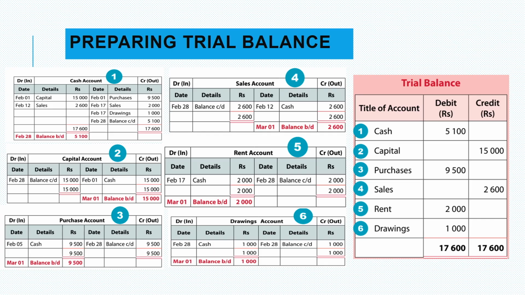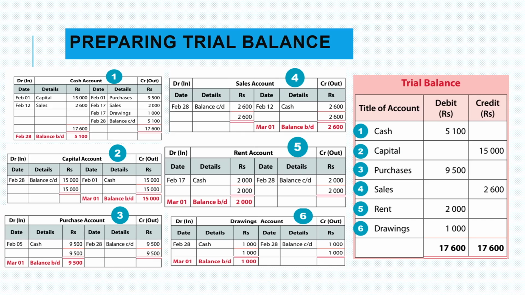Number 5, we have the rent account, which has a debit balance. Therefore, it has been recorded in the trial balance as rent, 2,000 in the debit column. Number 6, we have the drawings account which has a debit balance. Therefore, it has been recorded in the trial balance as drawings, 1,000 in the debit column.